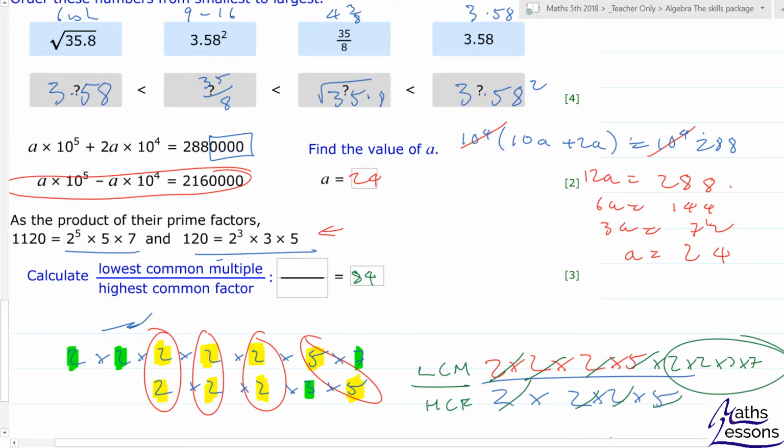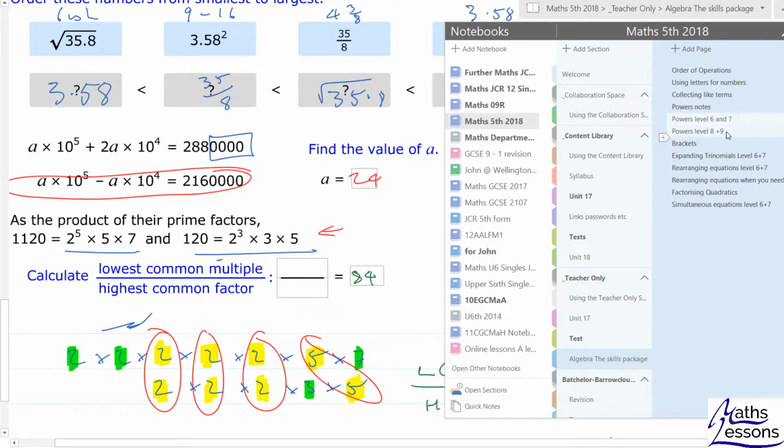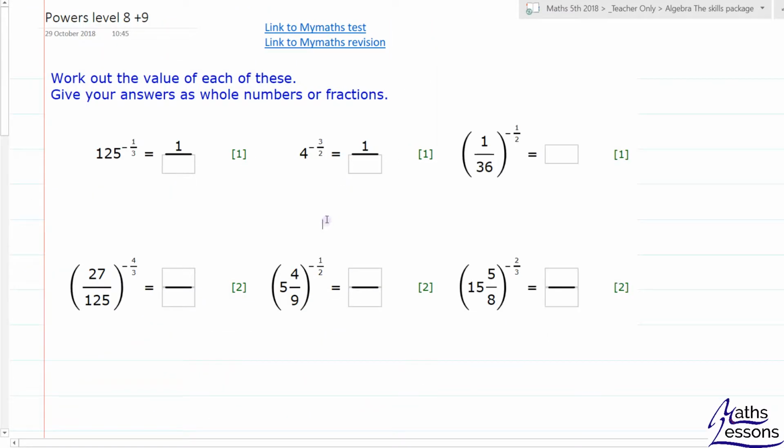Right, that's the end of that section. Let's move on to the powers. I think it's a good idea to finish off powers. I'm going to look at powers at levels 8 and 9 and just finish off powers in the series.